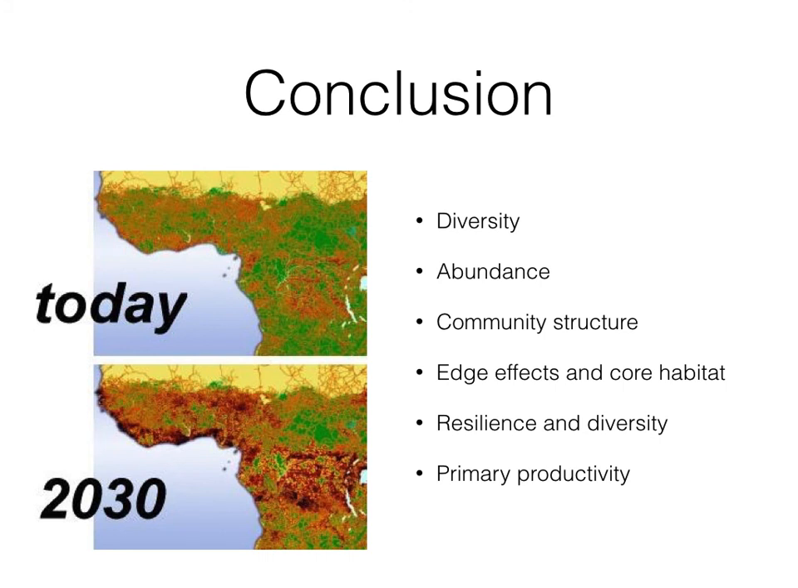Another important concept that we'll return to in later lectures is the concept of resilience and diversity. The concept is that more diverse ecosystems are more stable and more resistant to change because as one species is removed or lost, there is another species in the same trophic level ready to take its place.